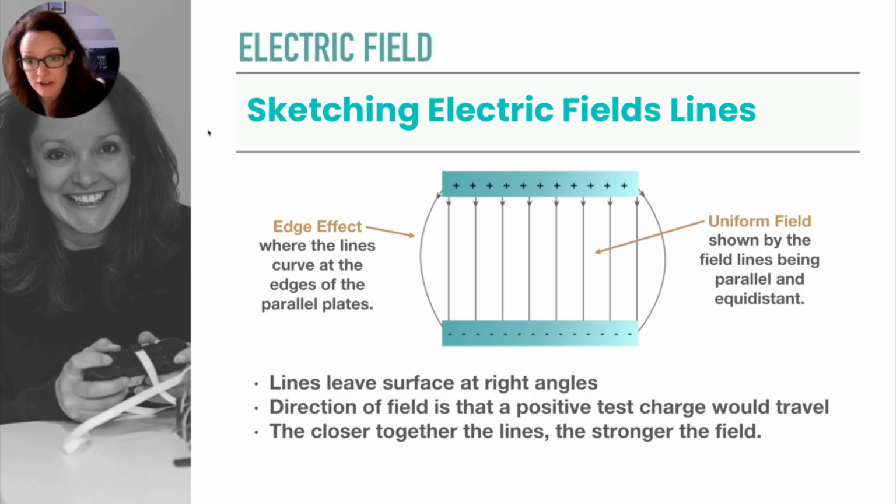So it makes sense that our field lines are straight down from positive to negative. The closer together the field lines, the stronger the field. And when you're inside a parallel plate, the field strength should be uniform throughout, and it's often called a uniform field. So the lines should be parallel and equidistant, the same distance between all of them. There is something called the edge effect. When you get to the edge of a uniform field, the lines start to bend out a little bit and curve at the edges of the parallel plates.